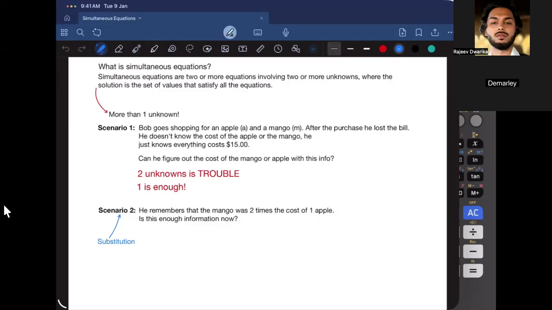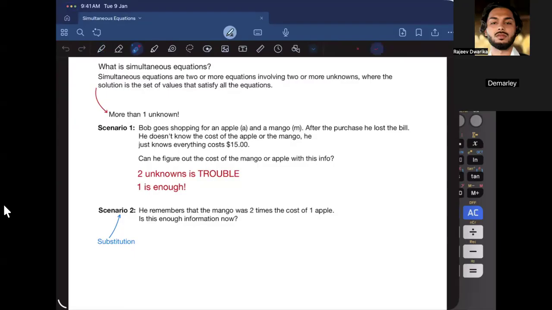Not in scenario one. Think about it, Demarley. If you buy an apple and a mango, right? And you lose the bill. And you didn't know the cost of either one of them. You think you could figure out the cost of the apple? So you would be guessing, right? You would guess, but you wouldn't know for sure.